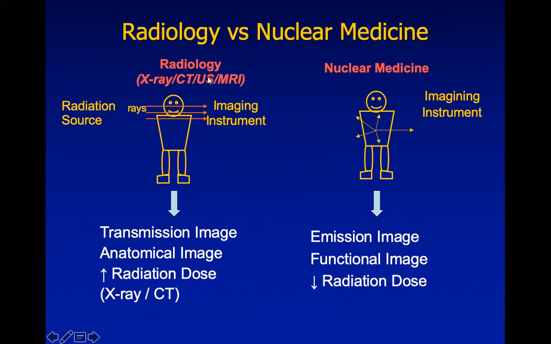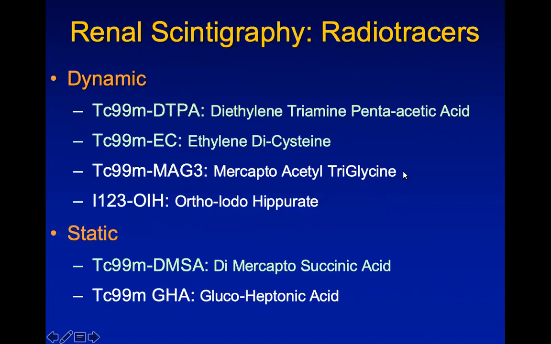Now between radiology and nuclear medicine: in radiology, when you're using radiation, like in X-ray and CT, the radiation source is on one side, the patient is in front, and the radiation passes through the patient, so the imaging instrument catches these radiations to form a transmission image, which is in most cases an anatomical image, with a significantly higher radiation dose usually than nuclear medicine. We are not talking about ultrasound or MRI here. In nuclear medicine, as I told you, the isotope is administered into the patient's body, so the radiation is coming out of the patient's body and is caught on an imaging instrument. What you have here is an emission image, which in most cases is a functional image, and the radiation dose is considerably less. So coming to renal scintigraphy, that was the background on the tracers and the imaging system, the basic principle.